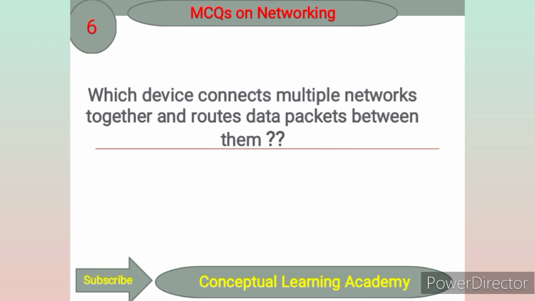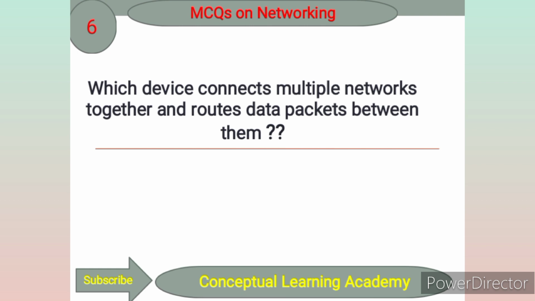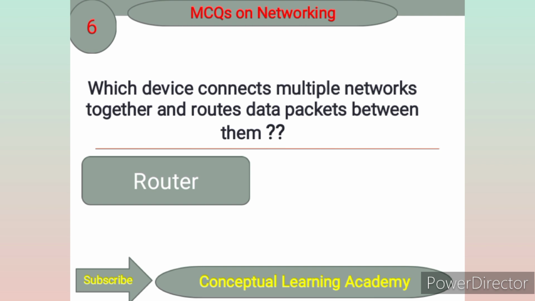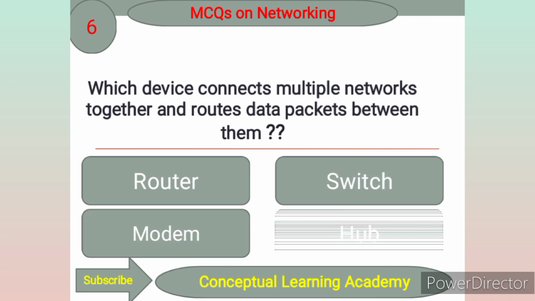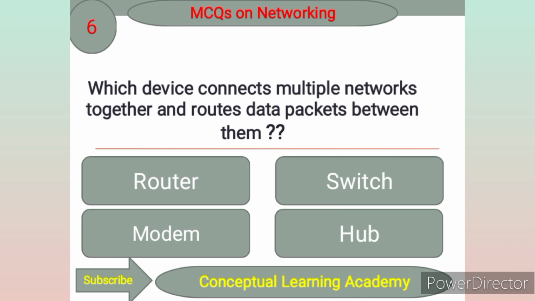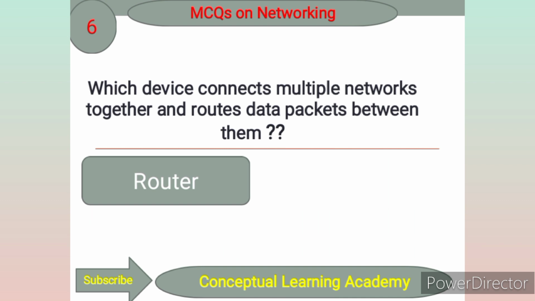Question number 6. Which device connects multiple networks together and routes data packets between them? Option number 1, router. Option number 2, switch. Option number 3, modem. Option number 4, hub. The correct answer of this question is router.